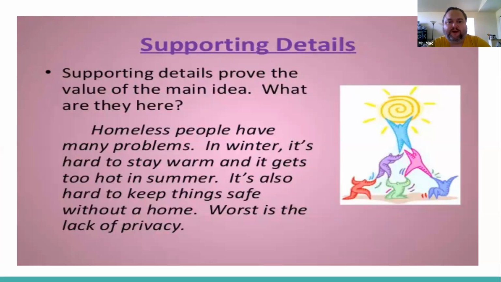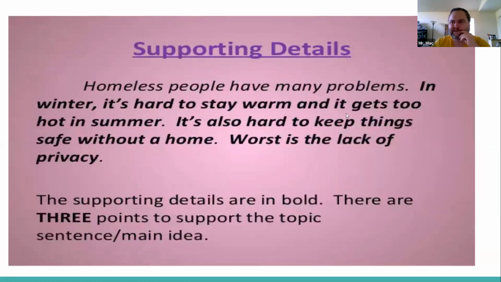So here's a paragraph about homeless people. Homeless people have many problems. In the winter, it's hard to stay warm, and it gets too hot in the summer. It's also hard to keep things safe without a home. Worse is the lack of privacy. Our main idea is homeless people have many problems. Everything here in black is our details that support that main idea. And the magic number is 3.